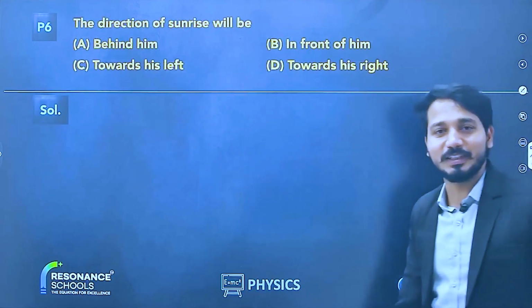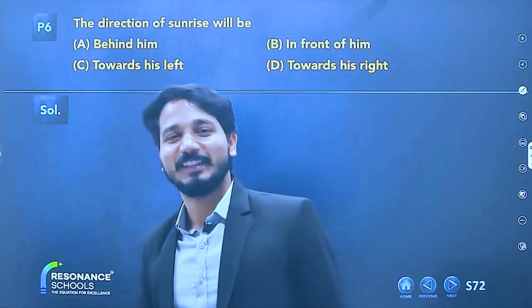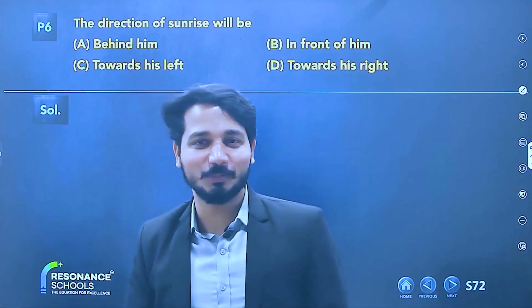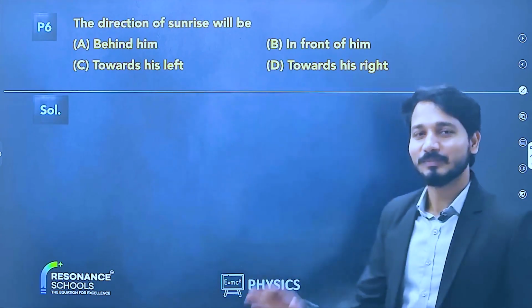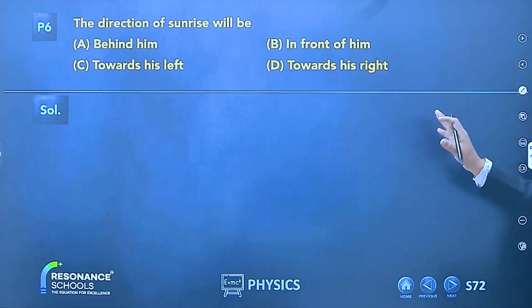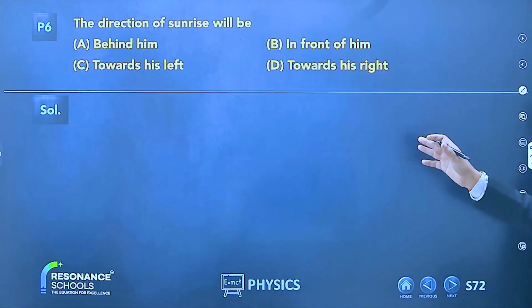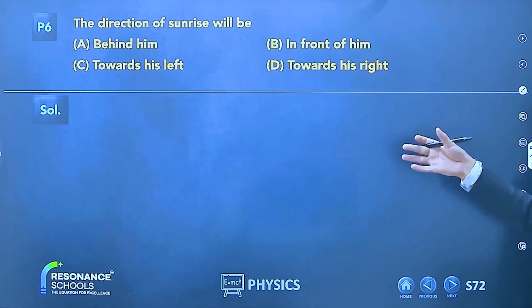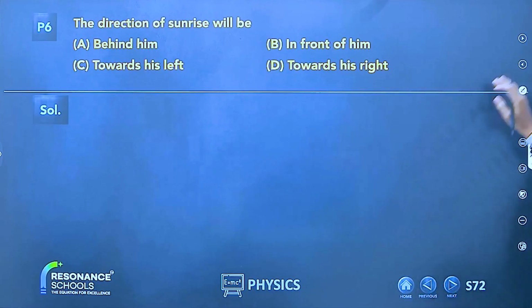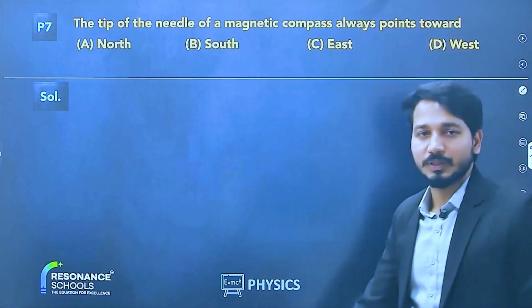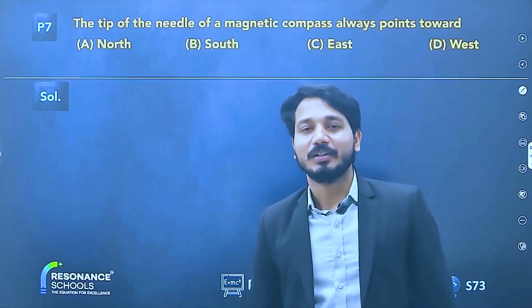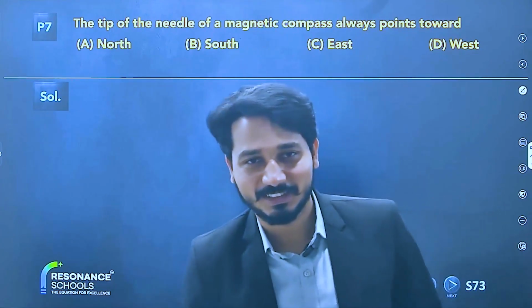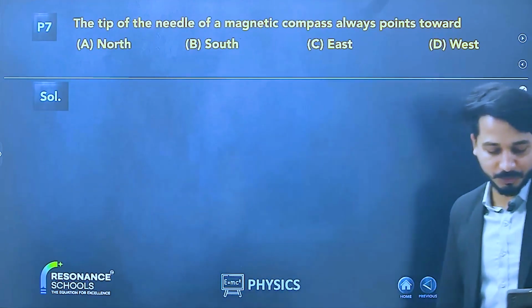The direction of sunrise will be option A behind him, option B in front of him, option C towards his left, and option D towards his right. So don't you think the question is a bit confusing? It's not complete, right? It is not even related. So skip this question for now. Next question, 7. The tip of needle of a magnetic compass always points towards north, south, east, west. Answer for question number 7.